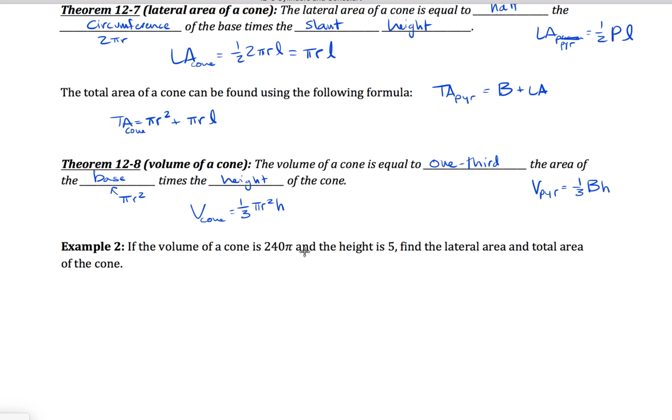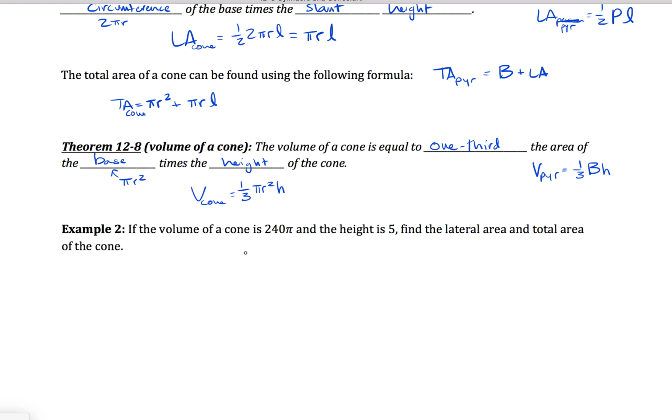So let's look at one quick example problem. We have a cone with a volume of 240 pi, and the height is 5. We need to find the lateral area and the total area of the cone. So I might want to do a quick sketch of this one. Pardon my drawing, this is not going to be the best, but it's just going to give us an idea of what this cone looks like, so we have an idea of what we're dealing with. Now the volume is 240 pi. Well, I can't really represent that on my drawing, but I can put the height right there at 5.